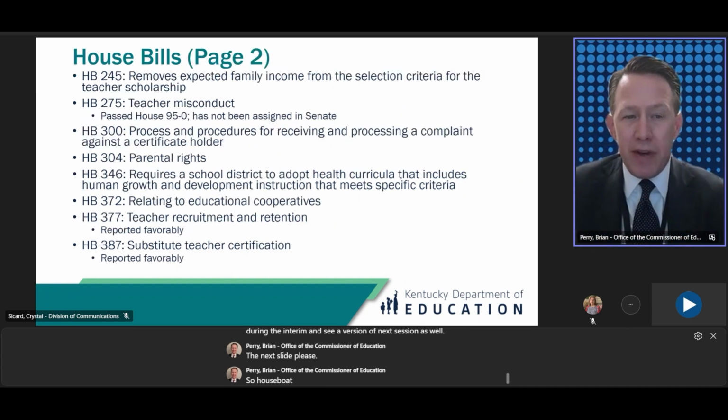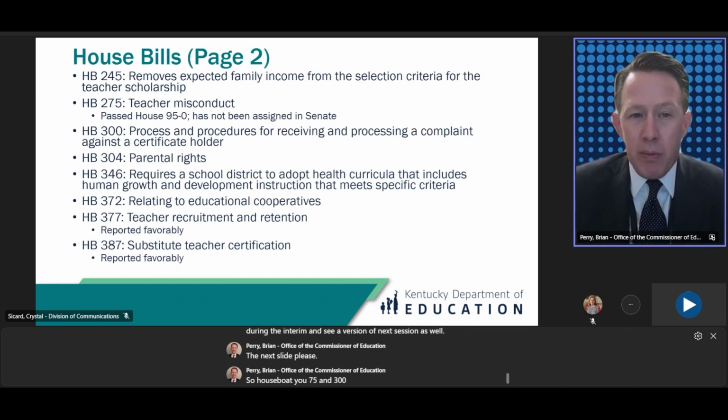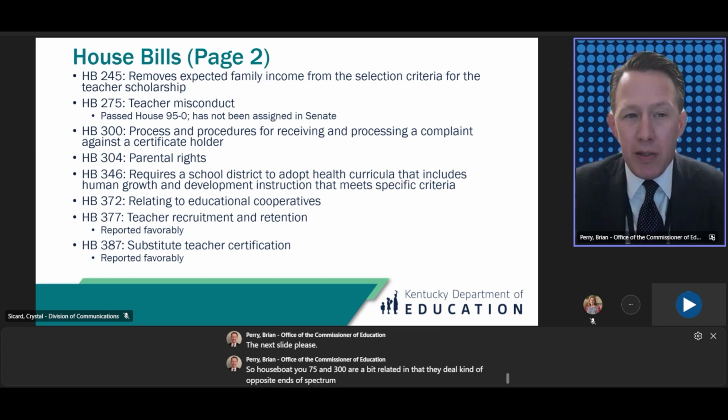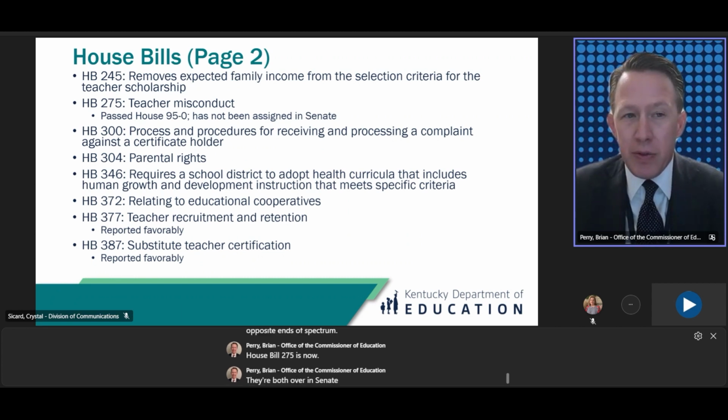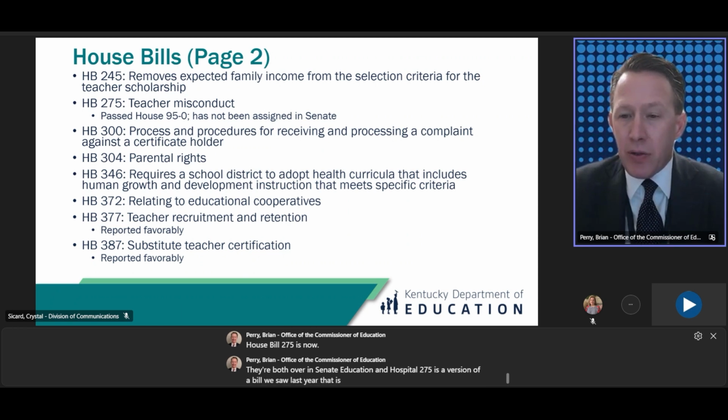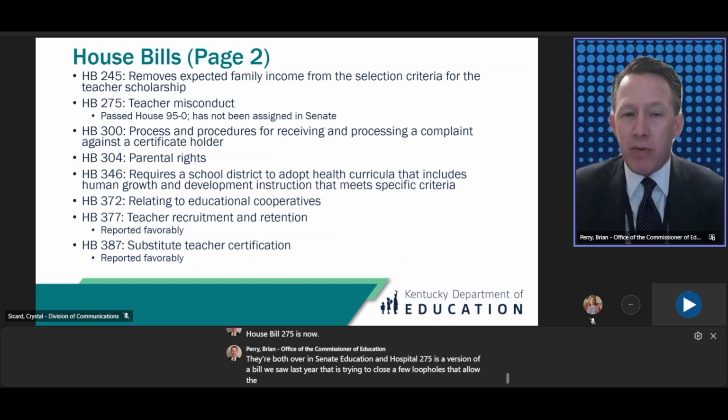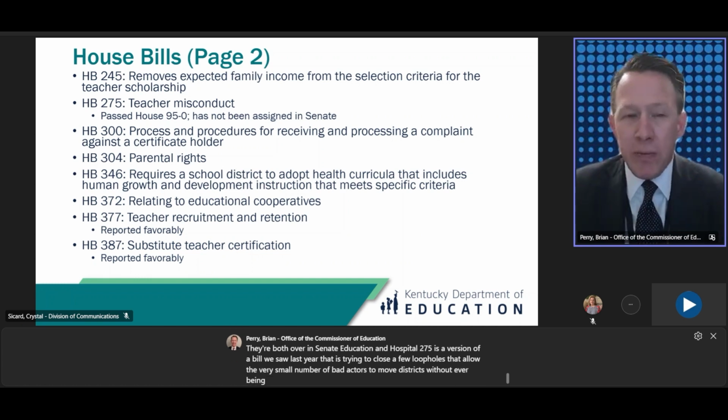So House Bill 275 and 300 are a bit related in that they deal with kind of opposite ends of the spectrum. They're both over in Senate Education. House Bill 275 is a version of a bill we saw last year that is trying to close a few loopholes that allow the very small number of bad actors to move districts without ever being held accountable.